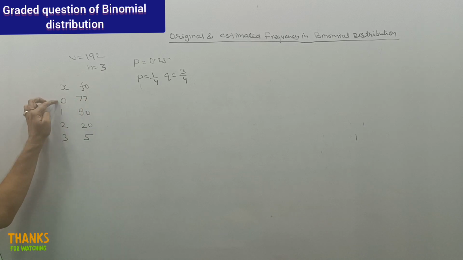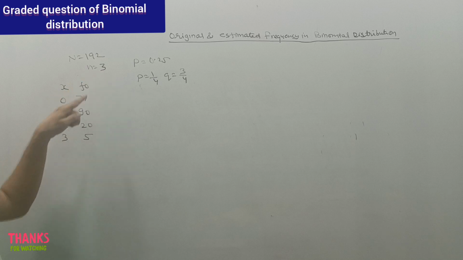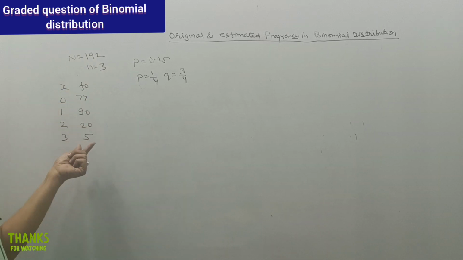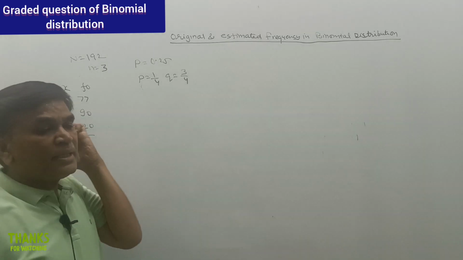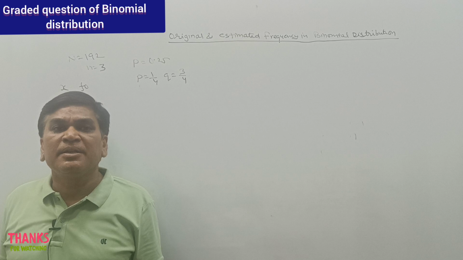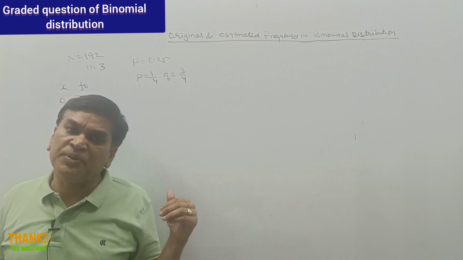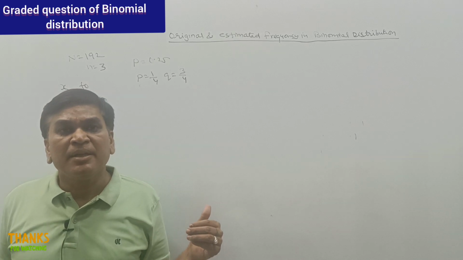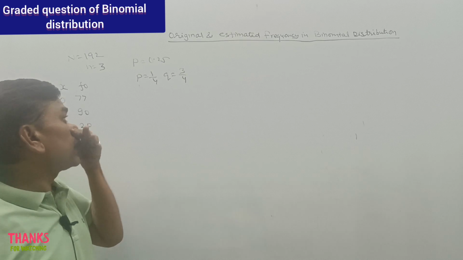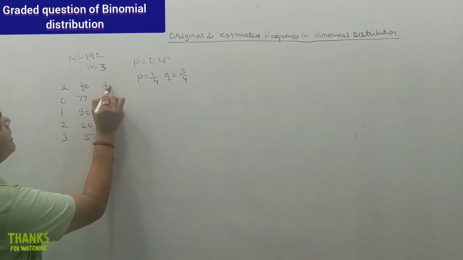77 families have 0 albino children, 90 families have 1 albino child, 20 families have 2 albino children, and 5 families have all 3 albino children. So on the basis of the binomial distribution, calculate the estimated frequency and use the chi-square test to check whether the data is normal or not. Firstly, we will calculate the estimated frequency.